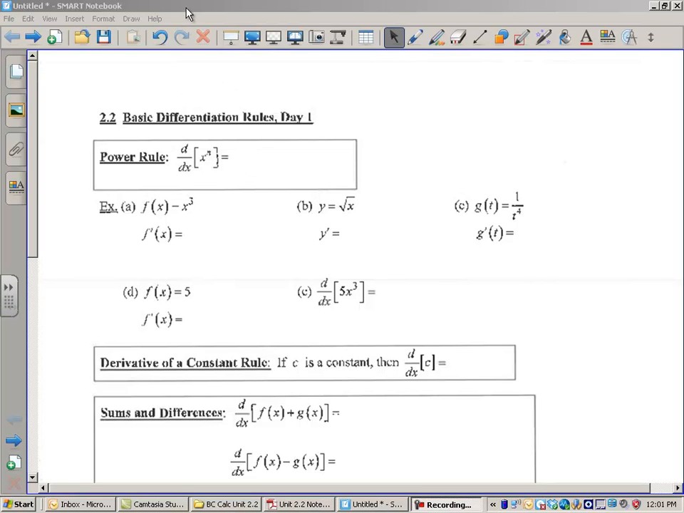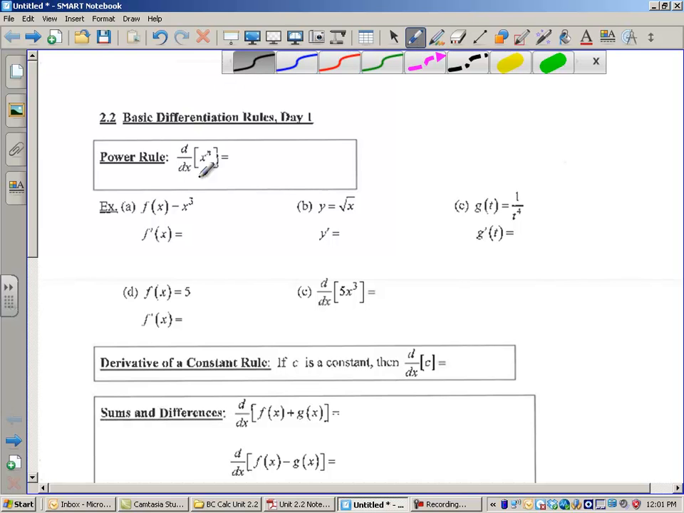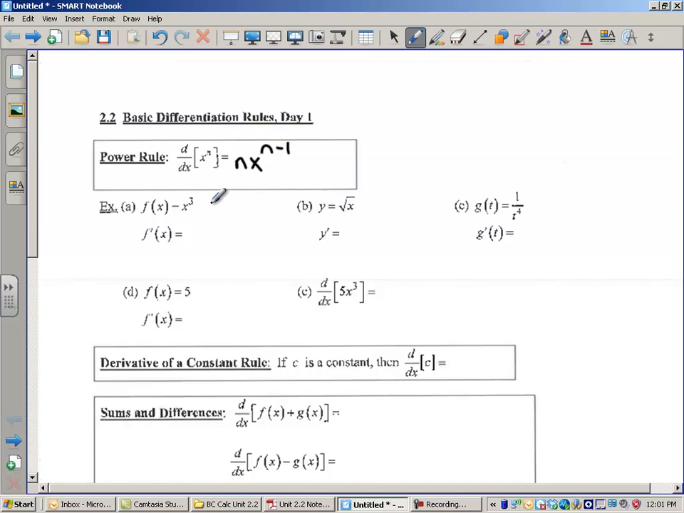Today we're going to start our basic differentiation rules, and we're going to learn a lot more about derivatives this chapter. So let's just get started with our basic power rule. Our power rule works for any function that is x to some power n, where n has to be a number. And this derivative will be n times x to the n minus 1. That is your power rule. You saw that last year in pre-cal. So we're going to practice that. So let's do an example.